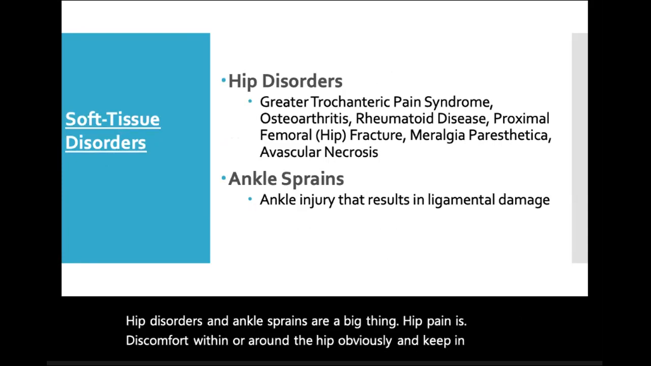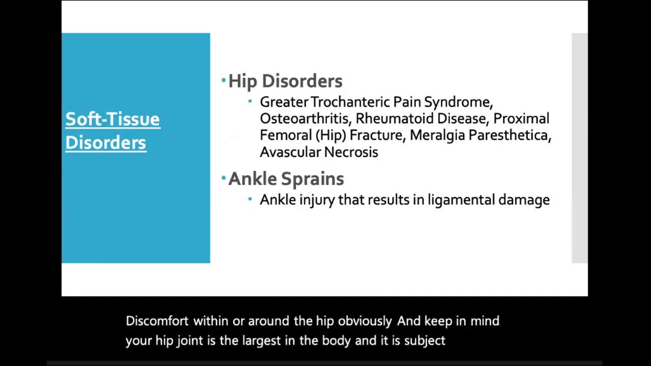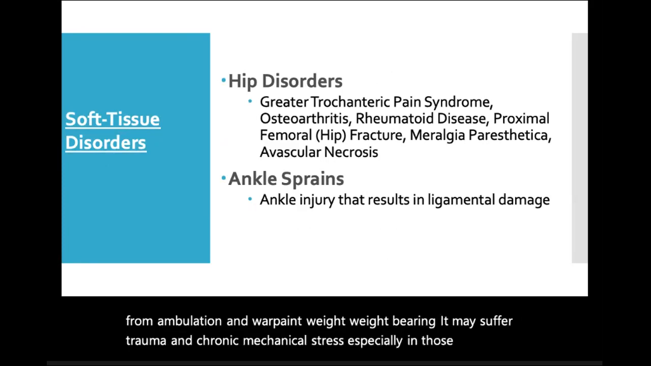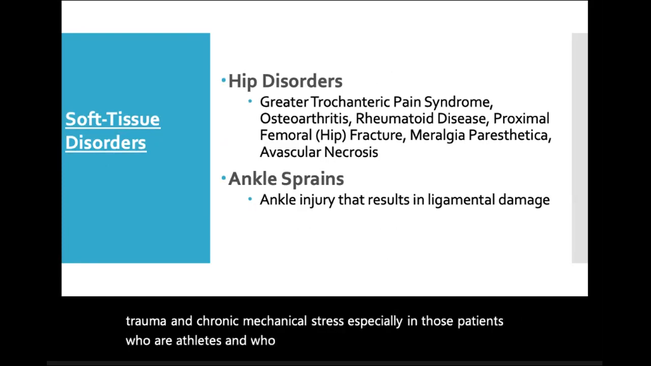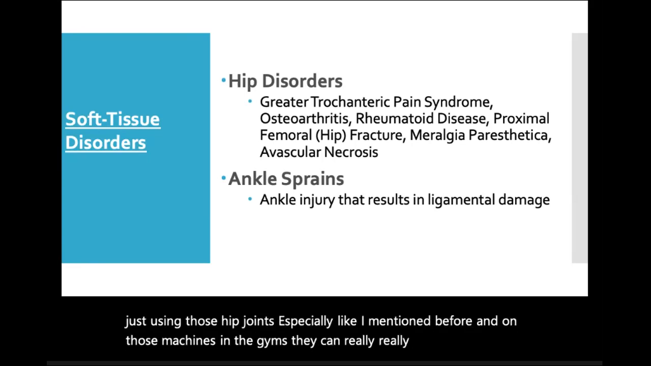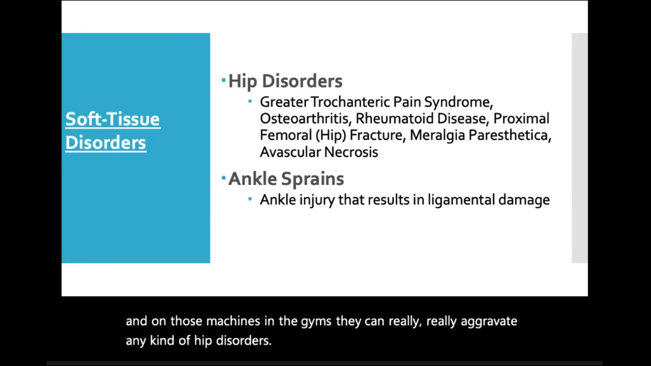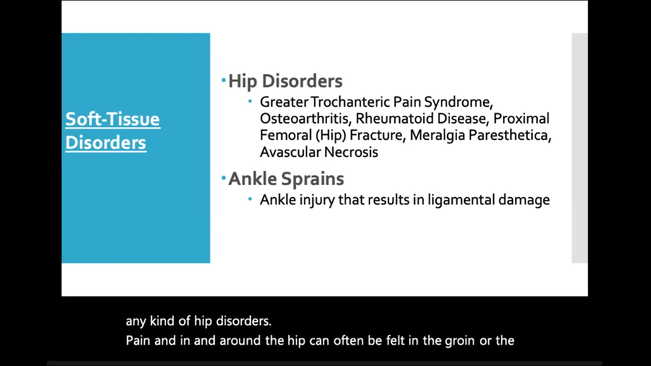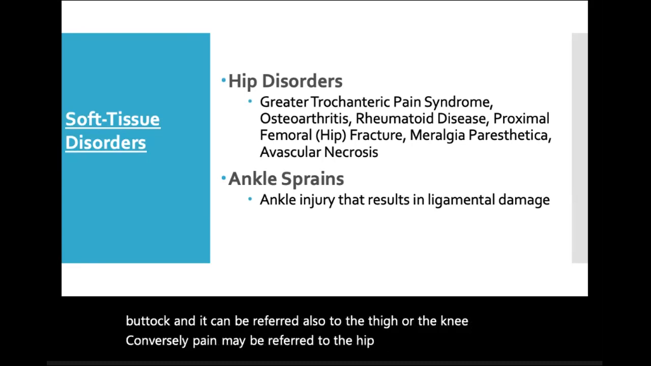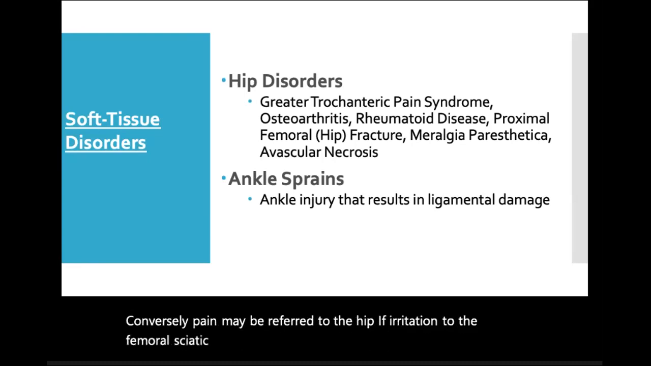And keep in mind, your hip joint is the largest in the body, and it is subject to stress from ambulation and weight bearing. It may suffer trauma and chronic mechanical stress, especially in those patients who are athletes and who are constantly on their legs or just using those hip joints, especially, like I mentioned before, on those machines in the gyms. They can really, really aggravate any kind of hip disorders. Pain in and around the hip can often be felt in the groin or the buttock, and it can also be referred to the thigh or the knee. Conversely, pain may be referred to the hip if irritation to the femoral, sciatic, or obturator nerve roots occurs.